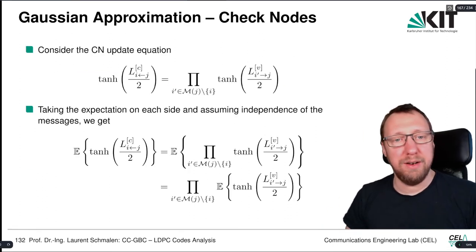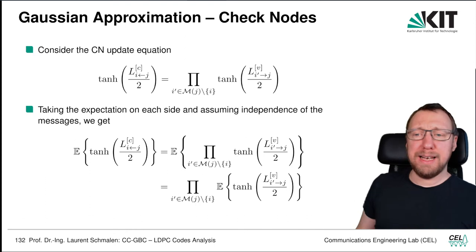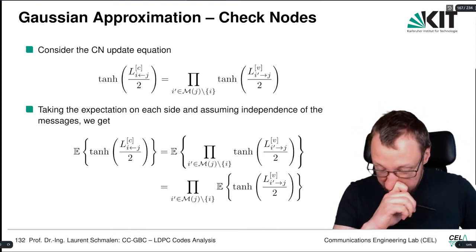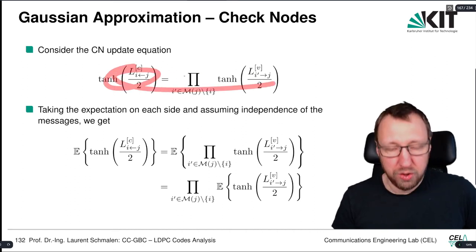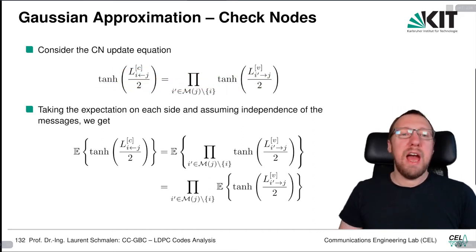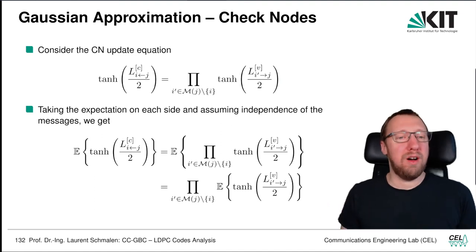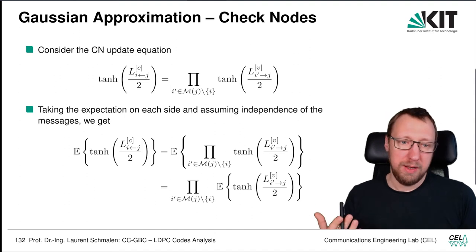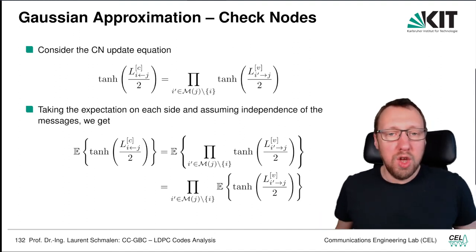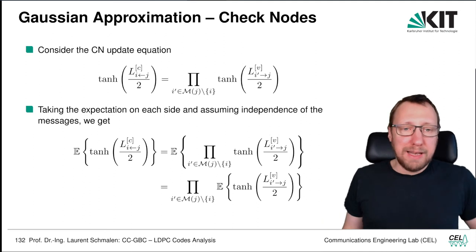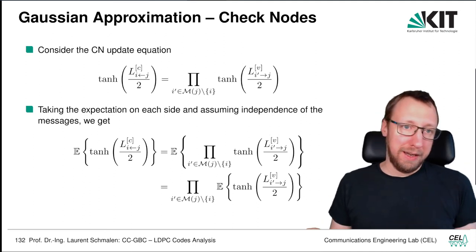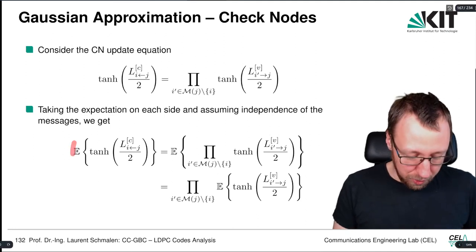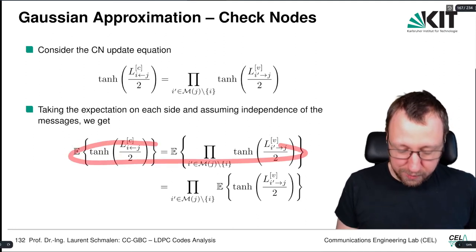Now we take a look at the check nodes. It's slightly more involved, but it's something we can do. So we look at the update equation. That's our check node update equation. And we are interested in the mean of the messages. We assume they are Gaussian distributed. So what do we do? We take the expectation on both sides, because the expectation gives us the mean.